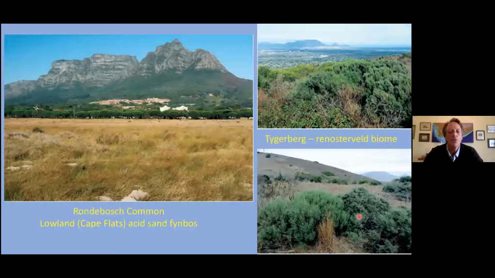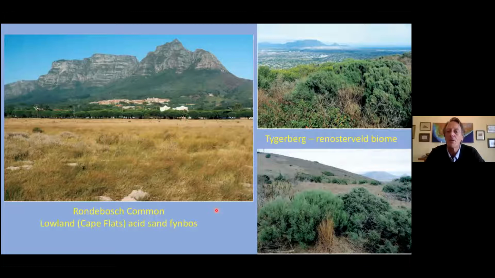Other examples of preservation include the Kenilworth Racecourse and the Rondebosch Common, again, not ideally conserved, but it does still retain some of the lowland acid sand fynbos community of plants that have been so heavily impacted by development. And then, as I mentioned, the Renosterveld has been essentially wiped out because it's ideal for farming, all the lovely winter wheat that's now growing in canola fields that you can see up the west coast.